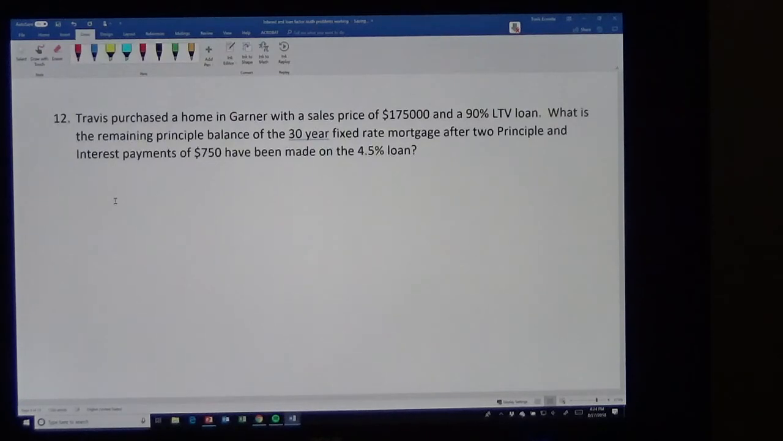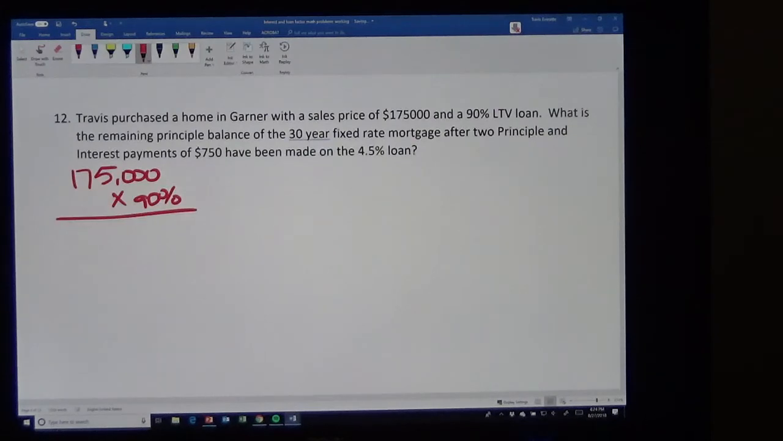So Travis purchased a home with a sales price of $175,000 and a 90% loan-to-value loan. So step 1 is going to be figure out how much we borrowed. $175,000 times 90% equals $157,500, and that's our loan amount. That's how much money we're borrowing. It's our starting point for our loan balance.